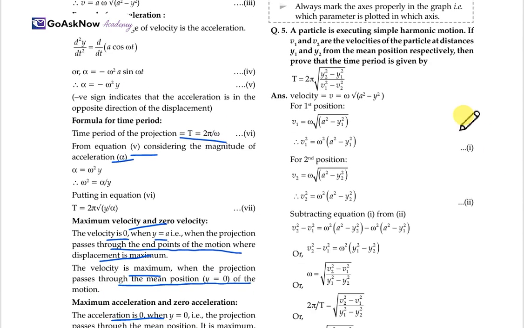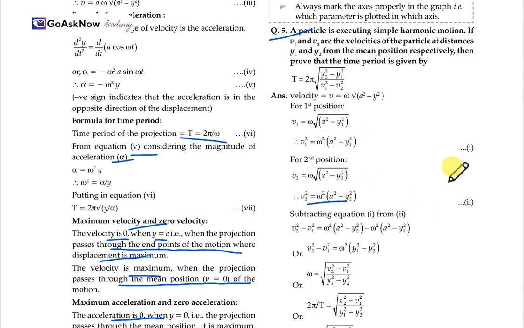Now, a particle is executing a simple harmonic motion. V1 and V2 are the velocities, Y1 and Y2 are the distances. Then we have to prove the time period is given by this. The velocity equation is v is equal to omega square root of a square minus y square. For the first position, v1 square is omega square times a square minus y1 square. For the second, it will be the same, only with y2.